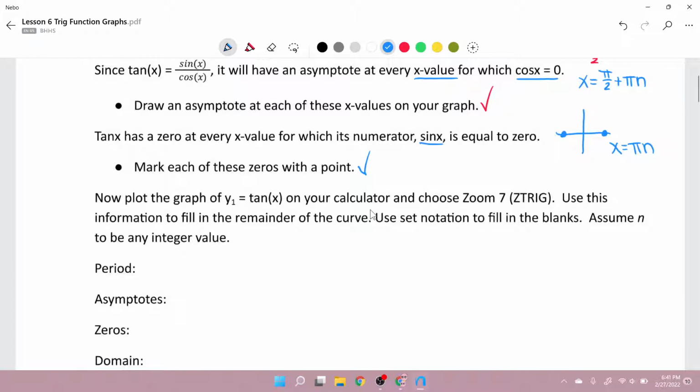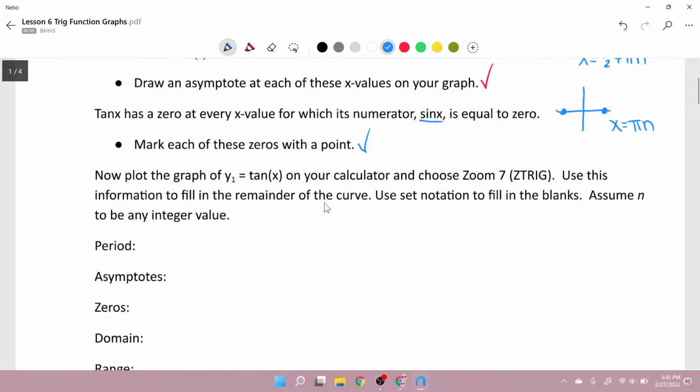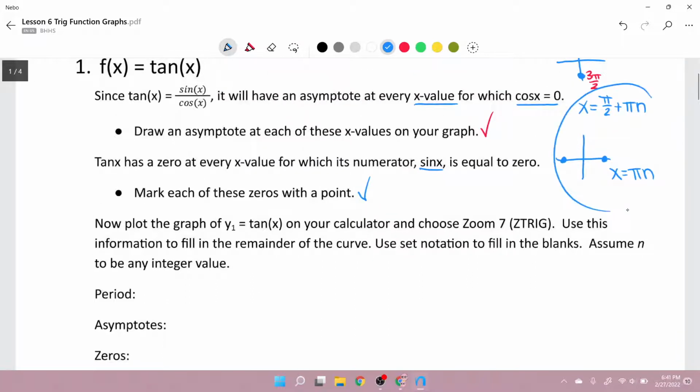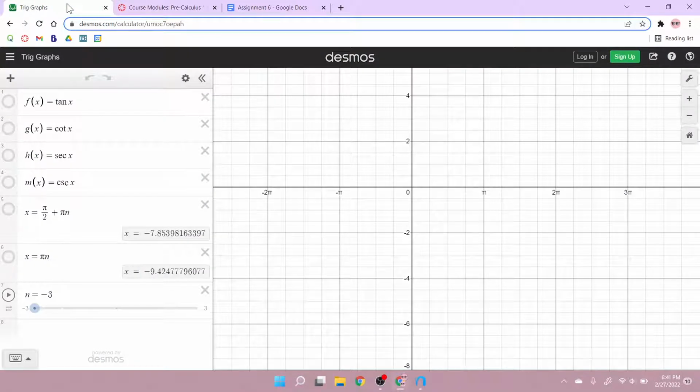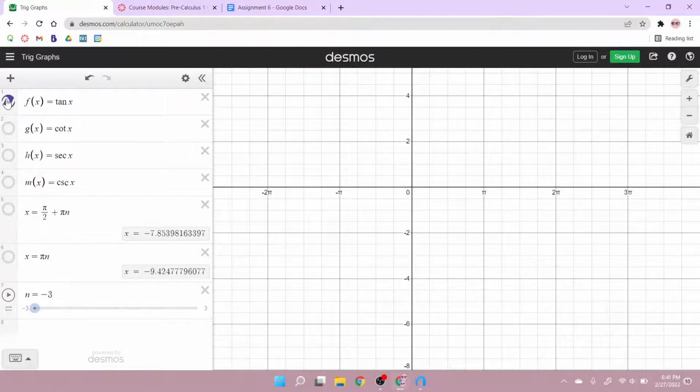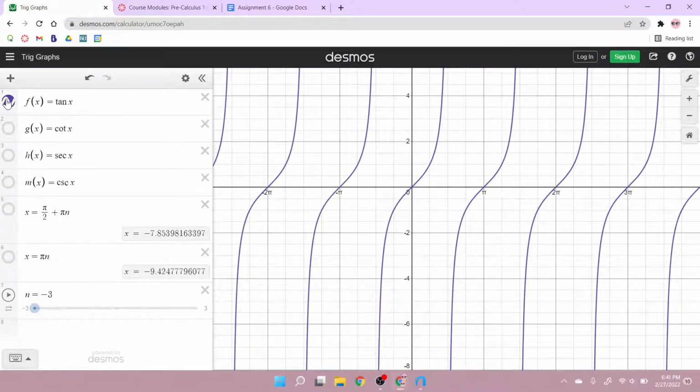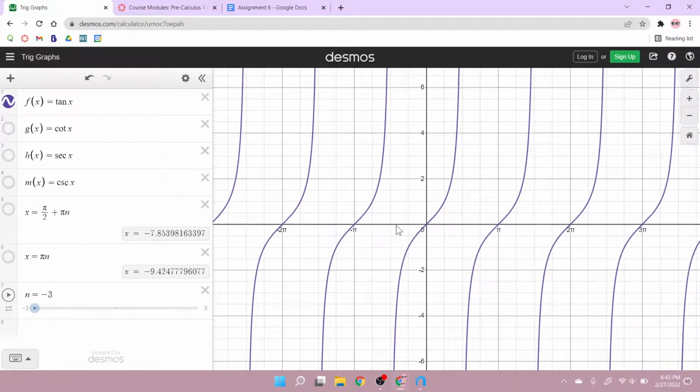Then we'll also use set notation to fill in the blanks, and we're going to assume n is any integer, as we did up here as well. Okay, I hope you paused the video and actually graphed it. So here I'm going to open Desmos, and I'm going to graph f of x equals tangent of x. If you graphed it, it looks something like this on your TI-84. I'm using Desmos, but it doesn't matter. You will see that this is the curvy behavior of our tangent function, okay?